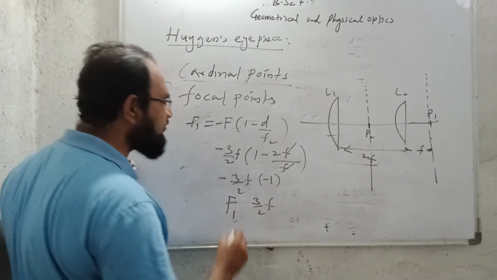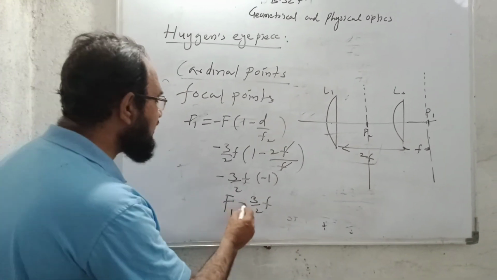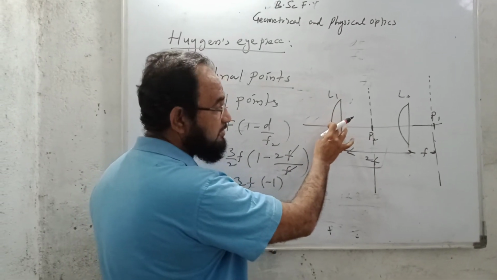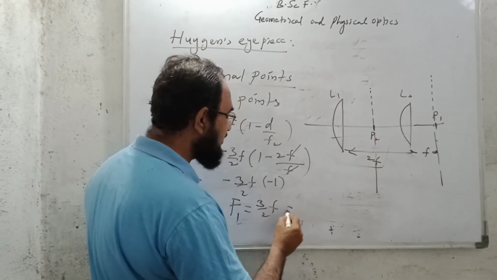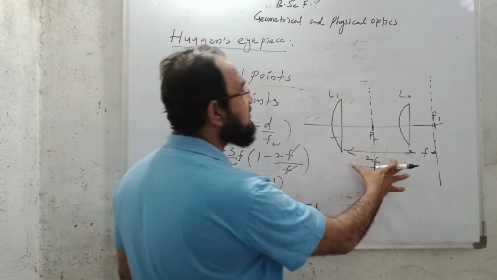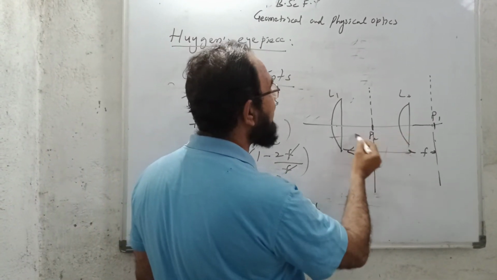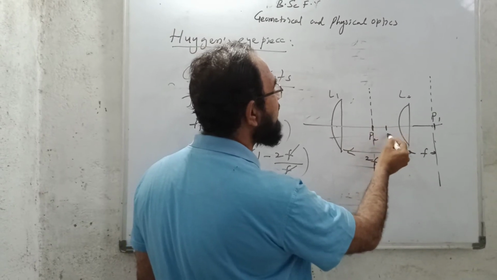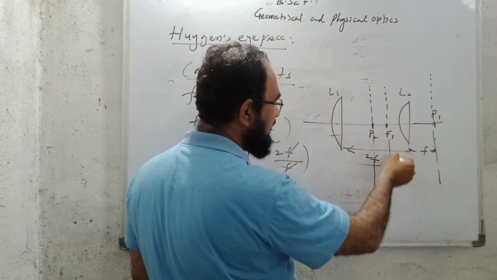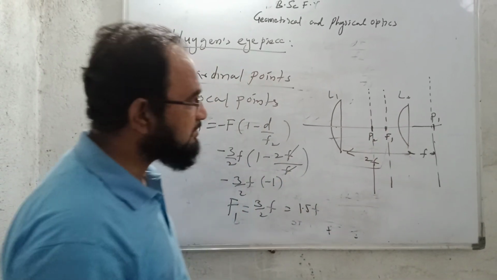Principal position of the first focal point. It is plus 3 by 2 f from the first lens. 3 by 2 means it is 1.5 f. So this distance is 2f. So 1.5, that is 1f, and 1.5 will be here. That is here it will be f1, and a plane which is passing through the first focus is called as the focal plane.